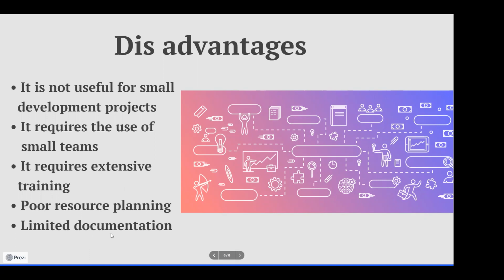Next, limited documentation. In previous sessions we discussed waterfall and V model. In those models there is a lot of documentation, but in the Agile model there is very little documentation. In this model they totally concentrate on communication and interaction rather than documentation. This is briefly about Agile. Hope you understand. See you in the next session.